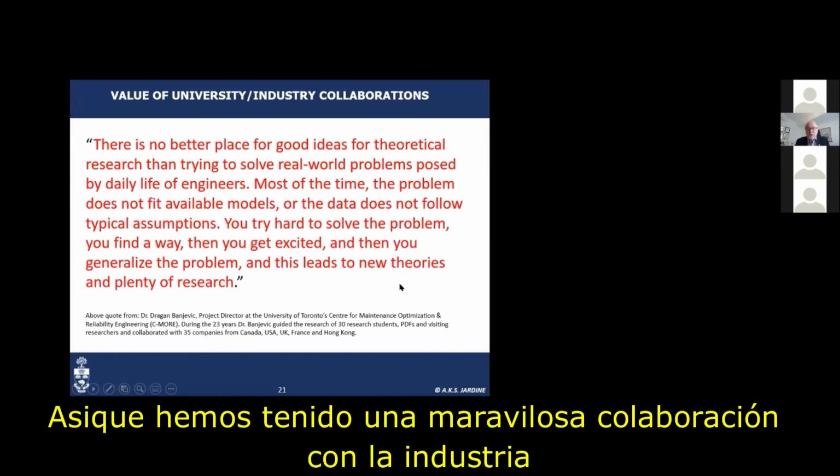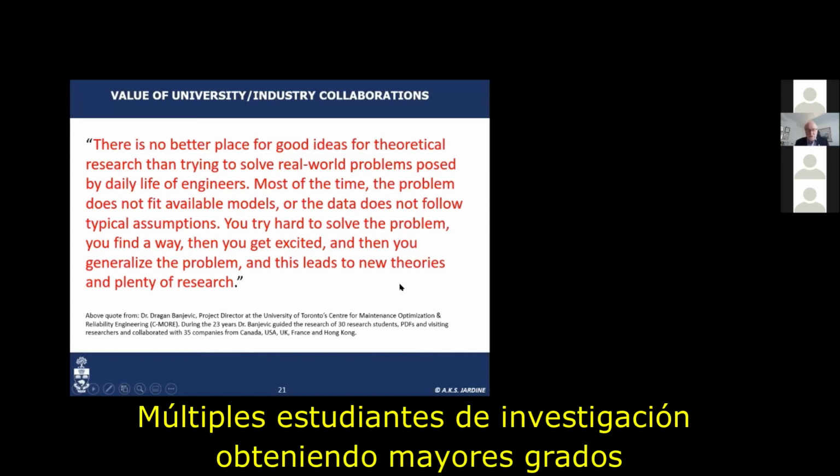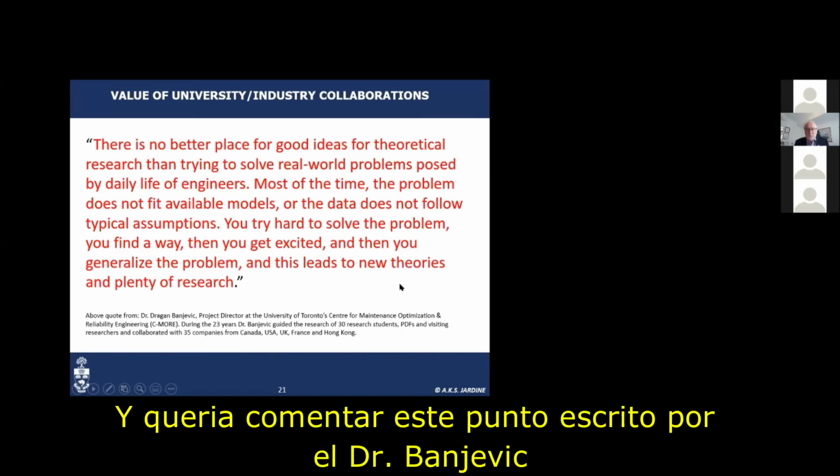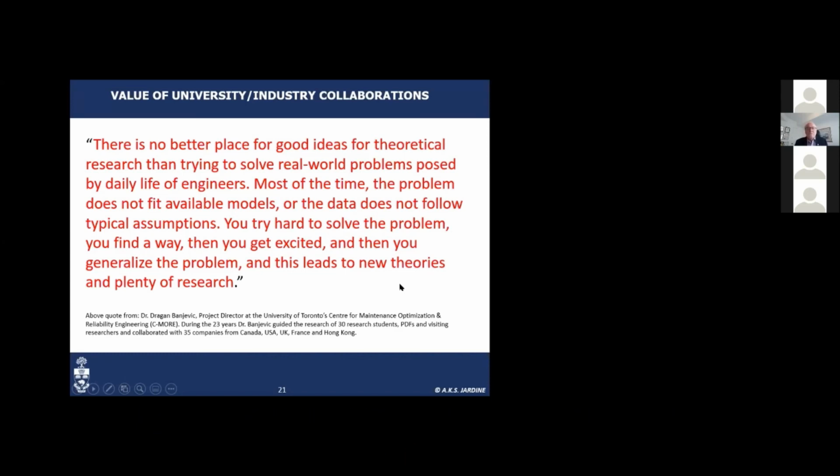So we've had wonderful collaboration with industry, and lots of research students doing higher degrees. And I want to just stress this point from Dr. Banjevic. Thank you.